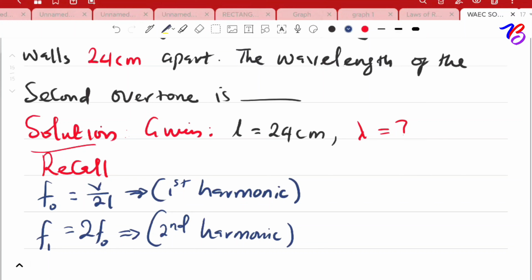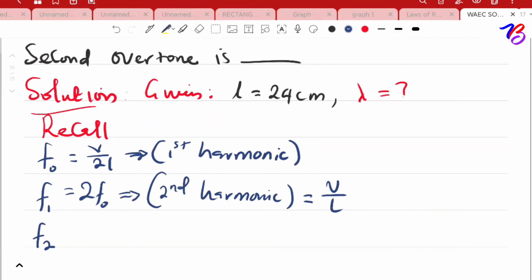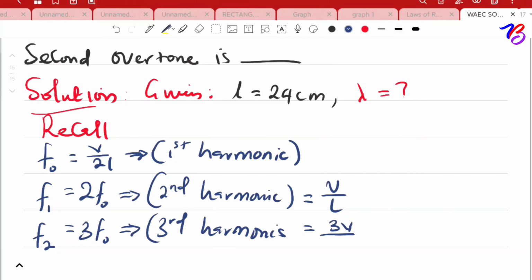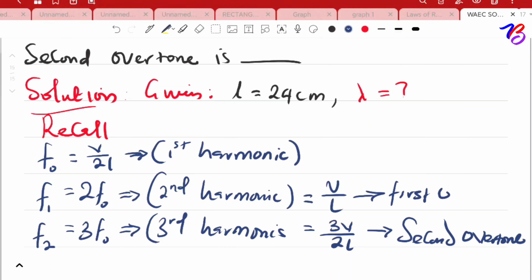The question is asking us for the second overtone. So this second harmonics is the same thing as V over L. So that F2 will now give us 3F0. Not 3F1, please. 3F0. And this is the same thing as third harmonics. So if that is the case, third harmonics will equal 3V over 2L. Now this third harmonics is called second overtone. Then the second harmonics is called the first overtone.